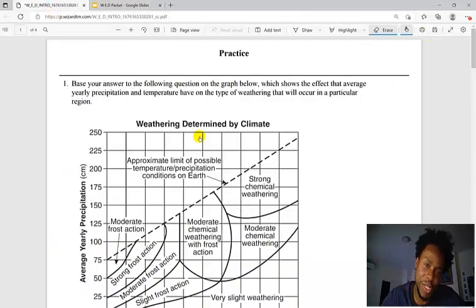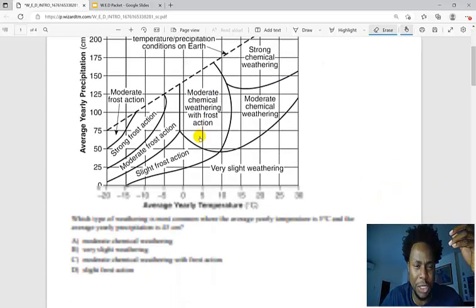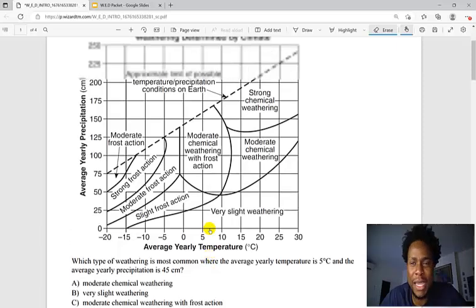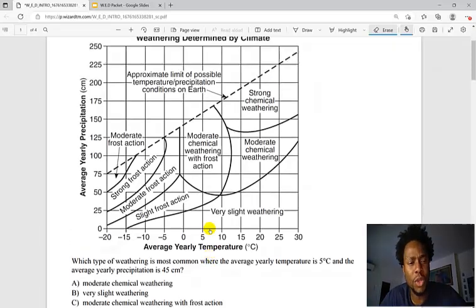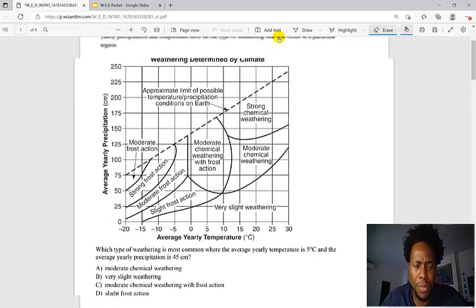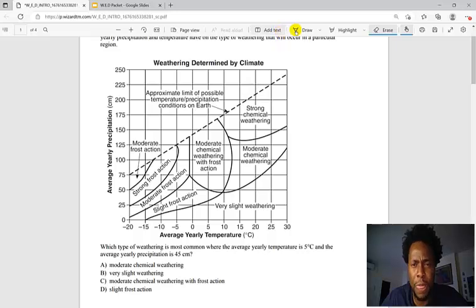Okay, so let's practice with this question here. Question number 1, base your answer to the following question on the graph below, which shows the effects of average annual precipitation and temperature on the type of weathering that will occur in a particular region. Which type of weathering is most common where the average annual temperature is 5 degrees Celsius and average yearly precipitation is 45 cm? We just have to find those values using what the question provided for us.